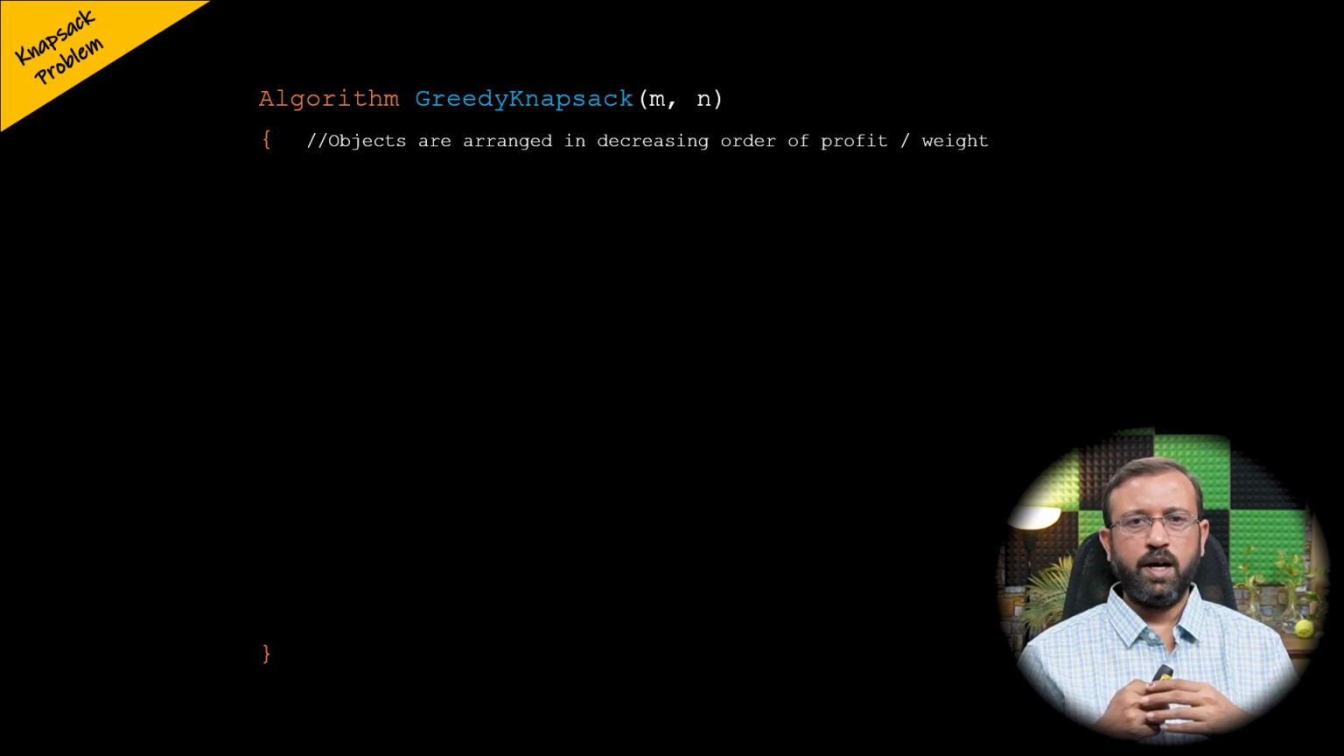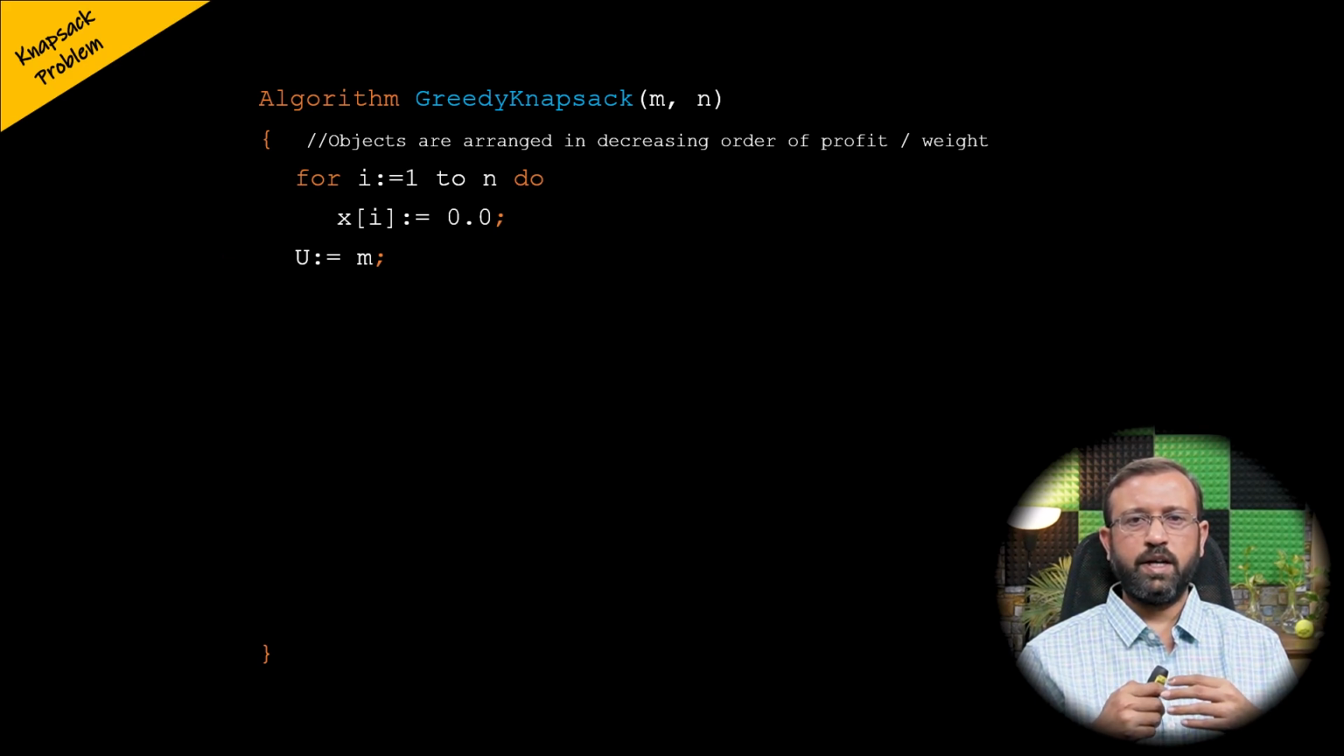So, we will have a for loop from 1 to n and initialize all the elements of the array x to 0. The array x will be storing the fractions or is the solution. Then we will use a variable u and initialize it to m, which is the capacity of the knapsack. This variable u is used to keep track of the remaining capacity of the knapsack.